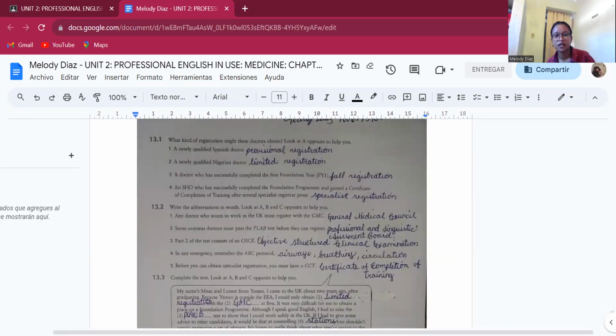Exercise 15.1. What registration might these doctors obtain? Look at A opposite to help you. 1. A newly qualified Spanish doctor: provisional registration. 2. A newly qualified Nigerian doctor: limited registration.